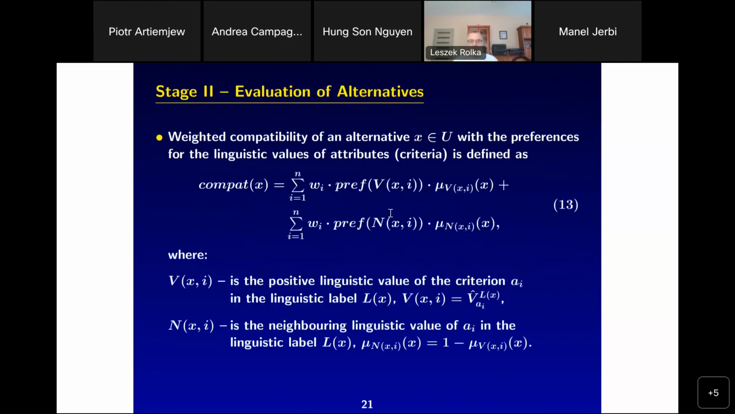And at the second stage, we perform a detailed evaluation of alternatives that belong to the set of characteristic elements of the preselected best linguistic labels. This is done by applying a measure of weighted compatibility of alternative X with the preferences given for the linguistic values of attributes. And observe that we take into account both the influence of the dominant and the neighboring linguistic values of criteria.